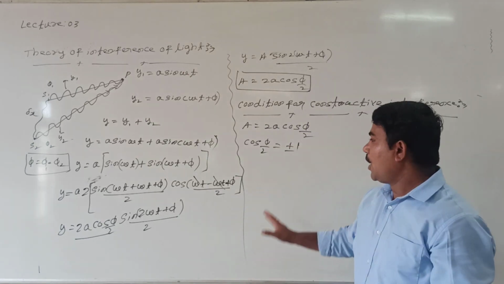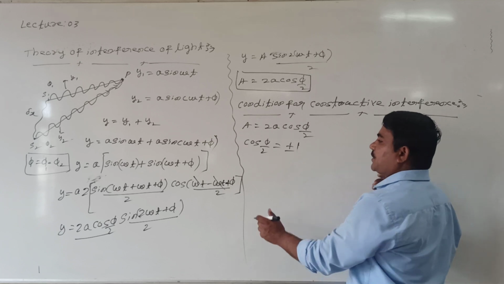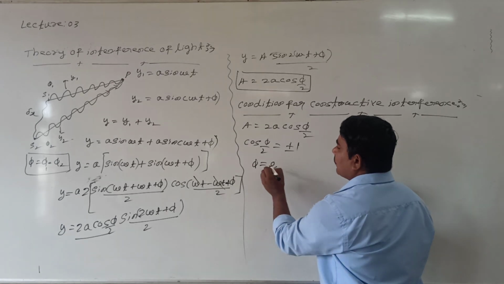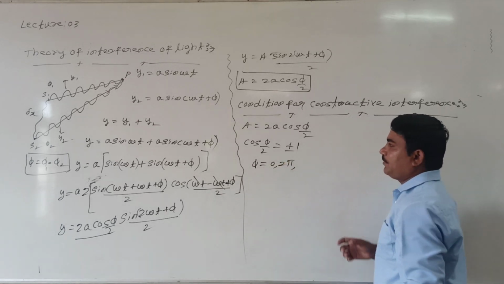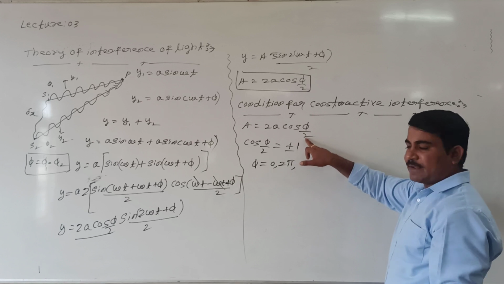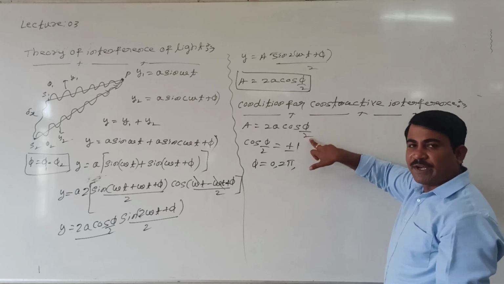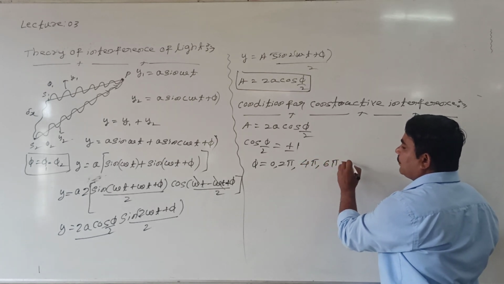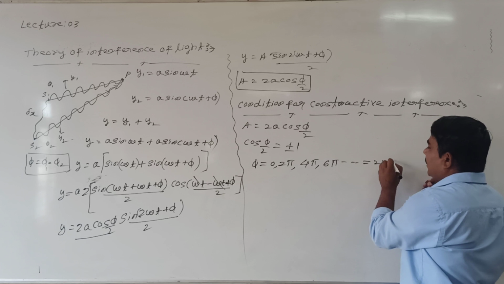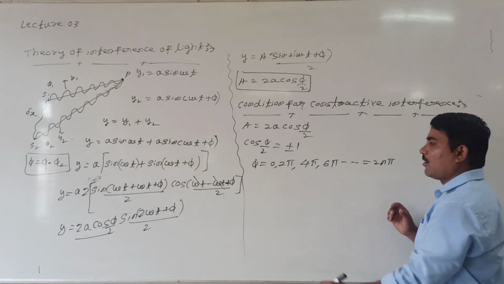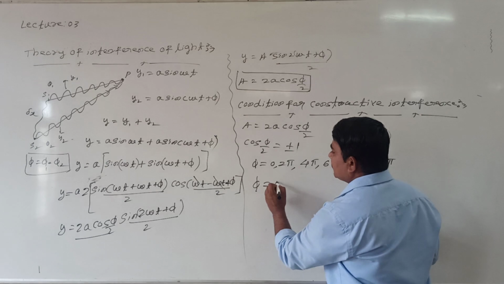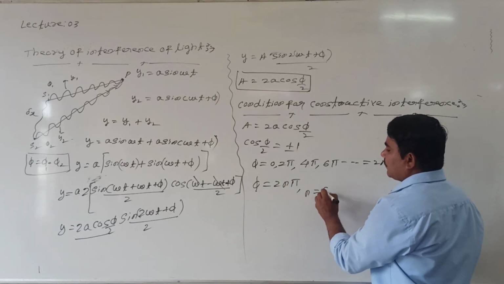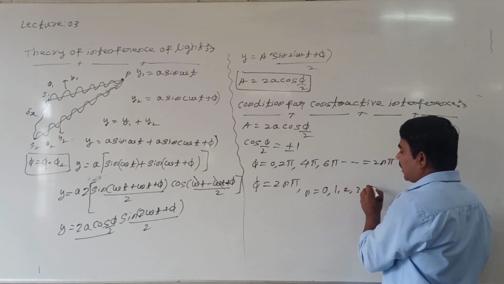To become plus or minus 1, what is the condition here? The condition can be taken as phi equal to 0, phi equal to 2 pi. Because if you put cos 0, that becomes 1; for pi it becomes cos 180, that is minus 1. Cos 2 pi, cos 4 pi, cos 6 pi, like this, up to 2n pi. Directly, the phase difference must be equal to 2n pi, where n equals 0, 1, 2, 3, 4, and so on.